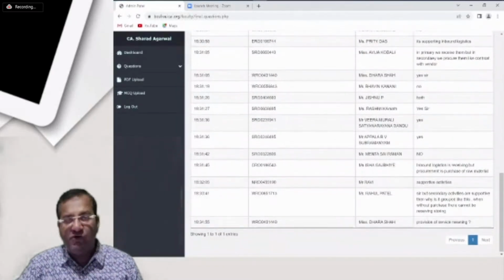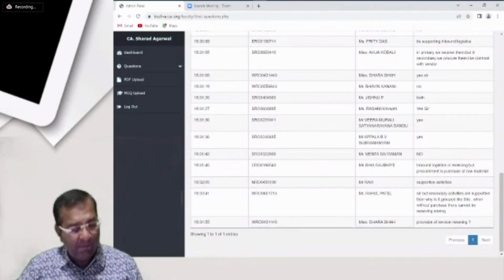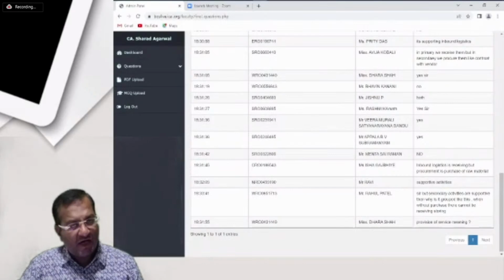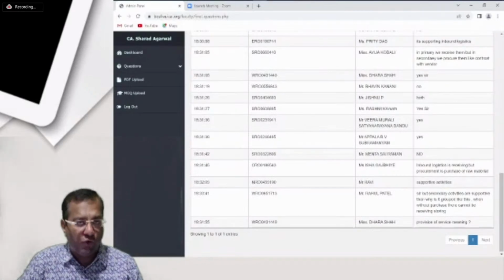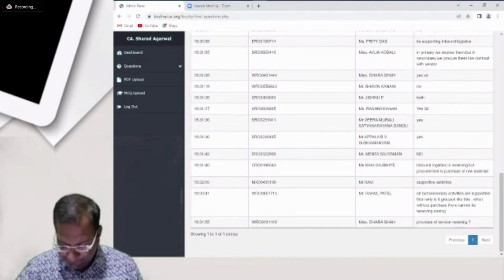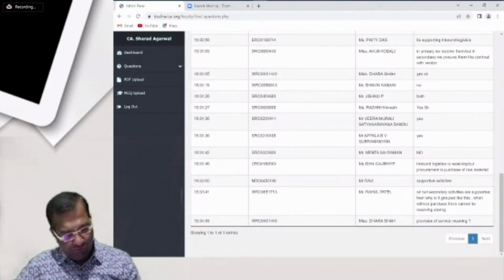Provision of service simply means, Dharasha, it simply means services. Chartered accountancy services, stock broking services, any kind of services are covered under provision of service. Any other doubt from any other student?